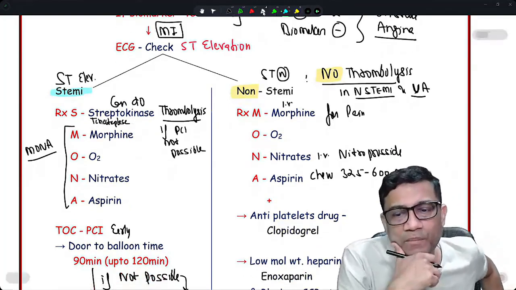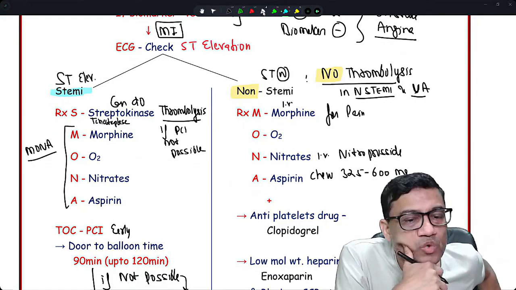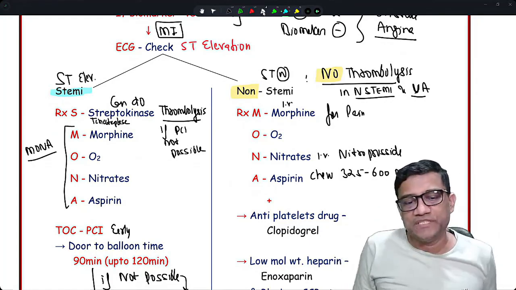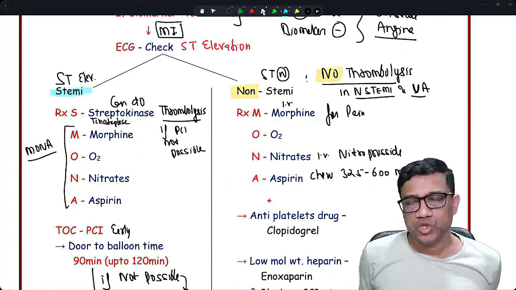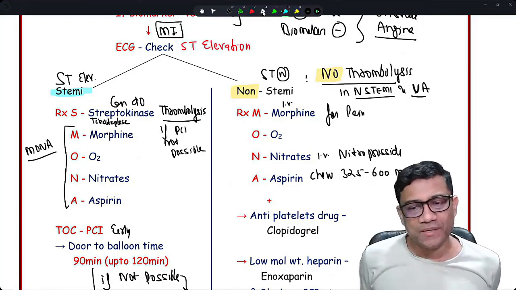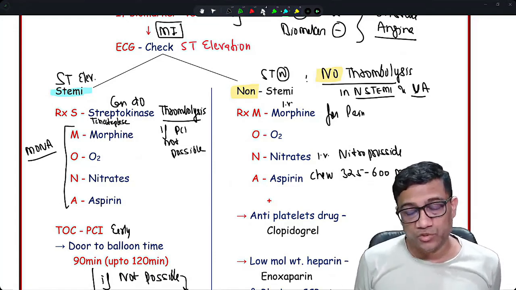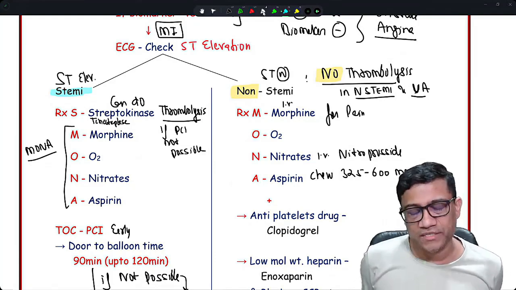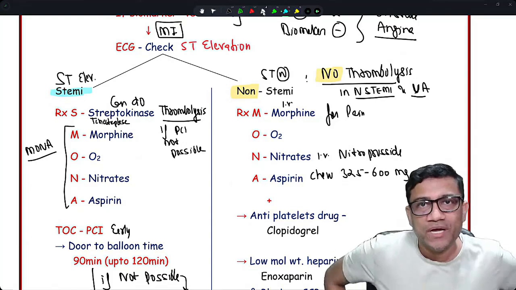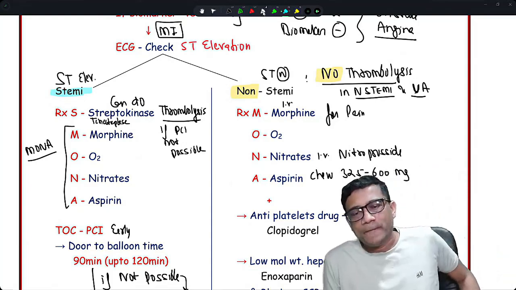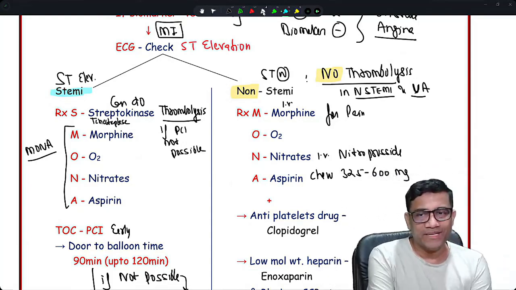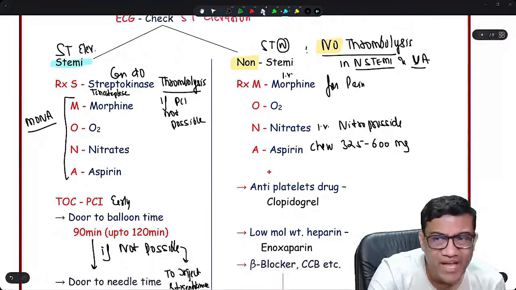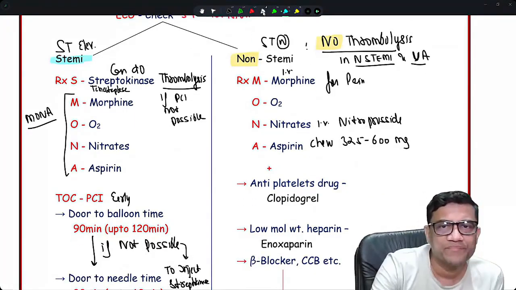Now remember, if it is a STEMI, we can do thrombolysis, if PCI is not possible. It's not like we must. In non-STEMI, never do thrombolysis with streptokinase. The same goes for UA, unstable angina. So please remember, no thrombolysis in non-STEMI and unstable angina. Are you clear?